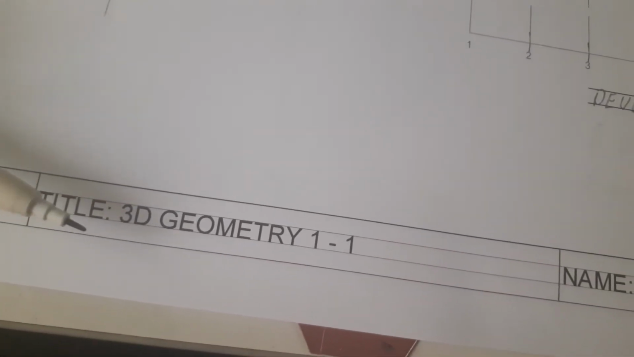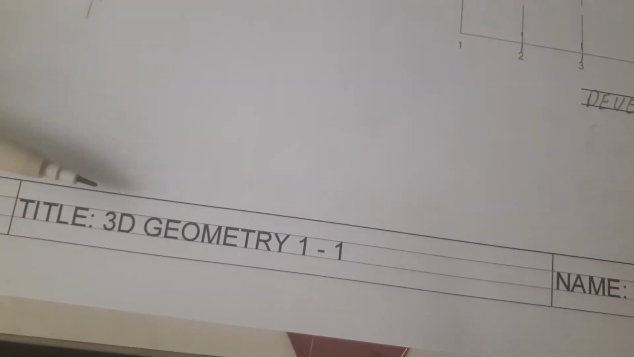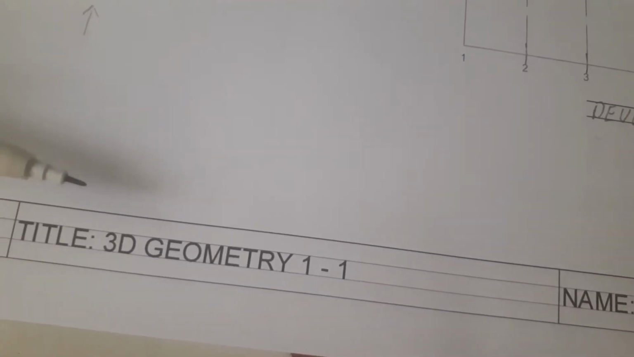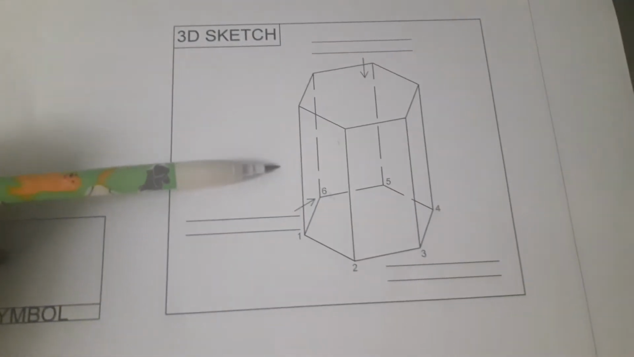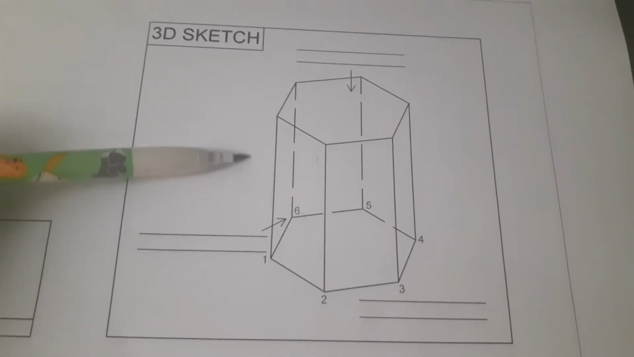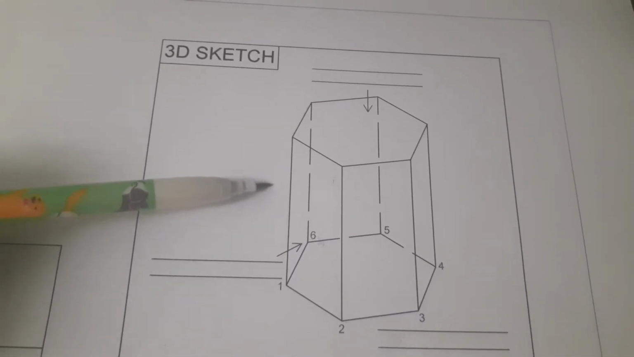Okay, so this topic is called 3D geometry. 3D geometry are, for example, prisms and pyramids. This year we're focusing on prisms. What is a prism? This, for example, is a hexagonal prism. These are prisms, just in case some of you forgot.